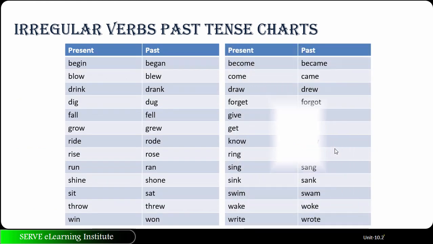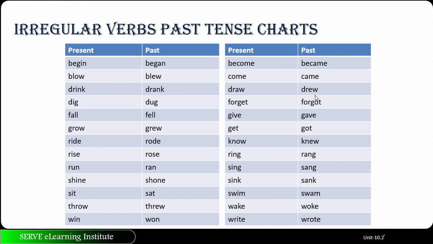Okay, let's move on to the next. These are the irregular verb charts. Yeah, this you have to learn by heart. We can't have such sets of rules. So begin is begun. Blow, past tense of blow is blew. Past tense of drink, drank. Dig, dug. Fall, fell. Grow, grew. Ride, rode. Rise, rose. Run, ran. Shine, shone. Sit, sat. Throw, threw. Win, won. Become, became. Come, came.